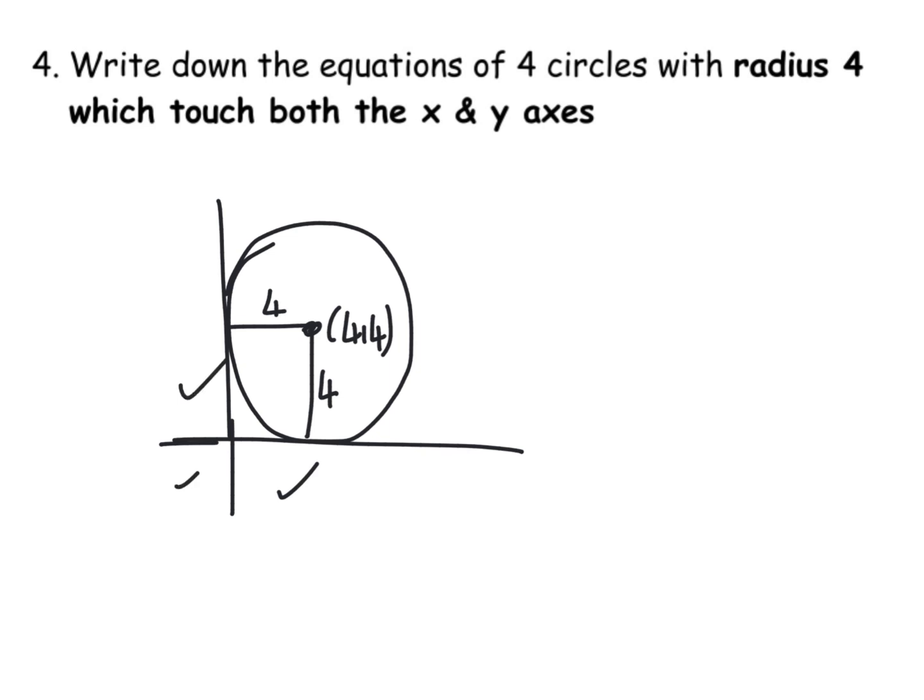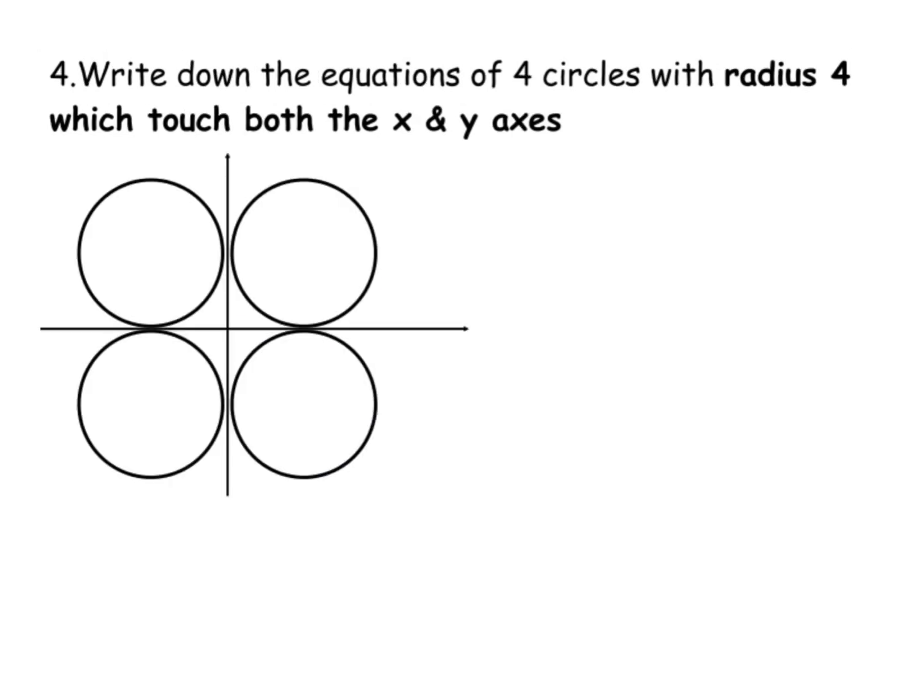So I've actually got a better picture here to illustrate what's going on. So this was the first one I talked about. It would have the centre 4, 4. The one below it would have the centre 4, negative 4. The one over here would be negative 4, negative 4. And this one up here would be negative 4, 4. So they are all going to have very similar equations because they all have a radius of 4.